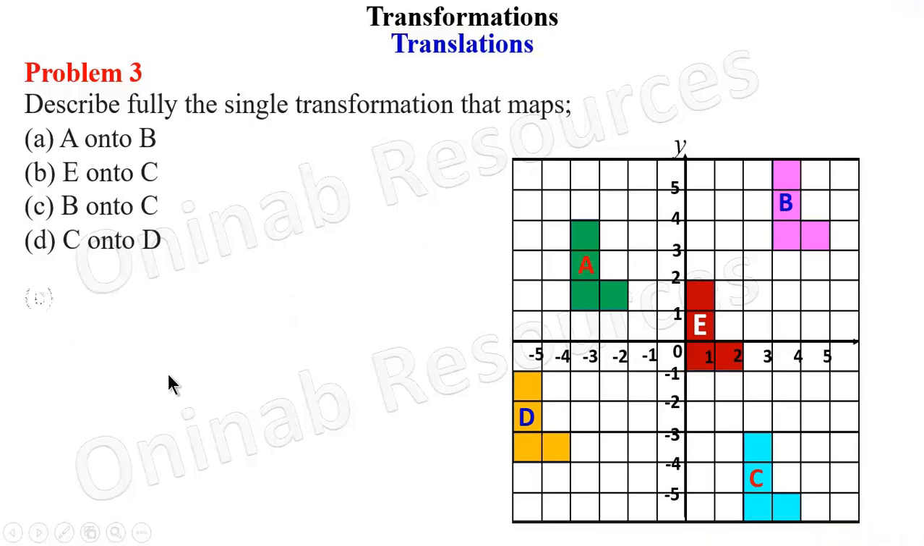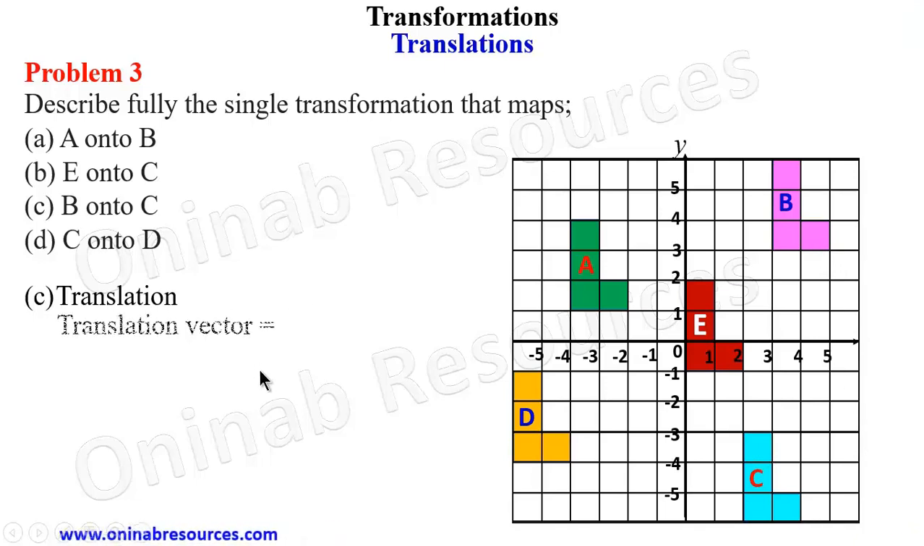Then we go to C part of the problem. For C, B onto C. Again, it is translation. It comes down then back. So since it is coming down, remember it's going to be negative. And since it is going to the left, it is also going to be negative. So we move horizontally first. And then to get our translation vector, we are picking one of the vertices of B.